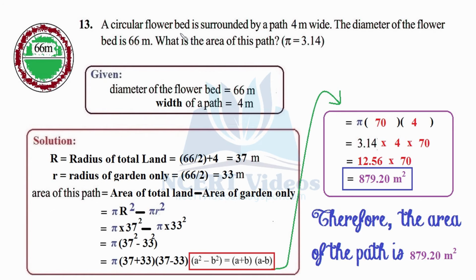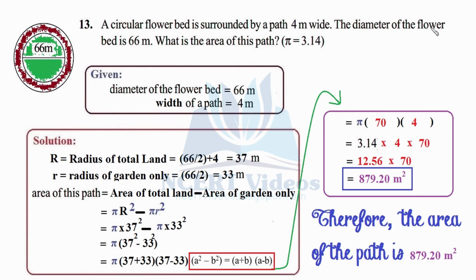So we have a circular flower bed. This is a circular flower bed, the inside one that is shown with the green part. It is surrounded by a path 4 meter wide. So since this is a circular garden, the path will also be circular. And the width is 4 meter. So 4, 4, 4. So in this way you have to logically understand, because it is not given to you that the path is circular. But since your garden is circular, the path is also going to be circular.